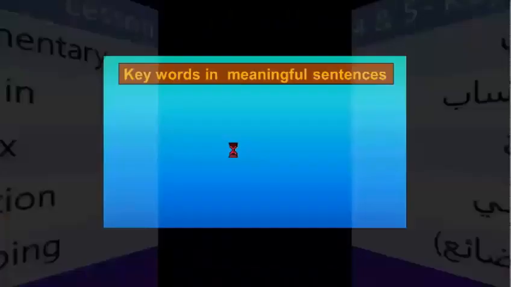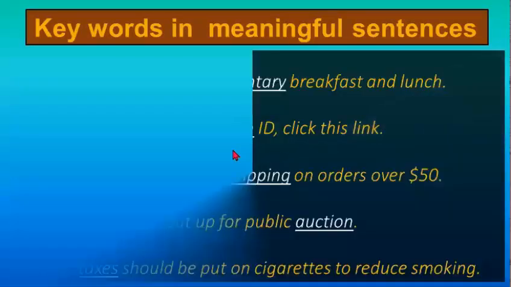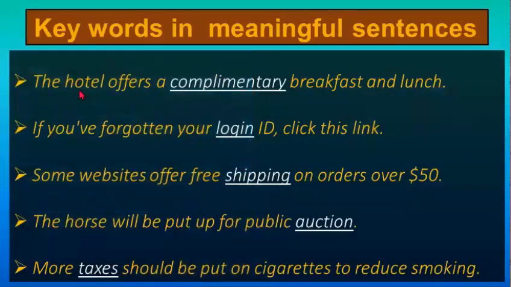Let's have a look at these words in meaningful sentences. The first one: the hotel offers a complimentary breakfast and lunch. So you don't have to pay for the breakfast or lunch. It's complimentary. It's for free. If you have forgotten your login ID, click this link, for example. We always see this when you forget your login or your password. If you have forgotten your login ID, click this link.